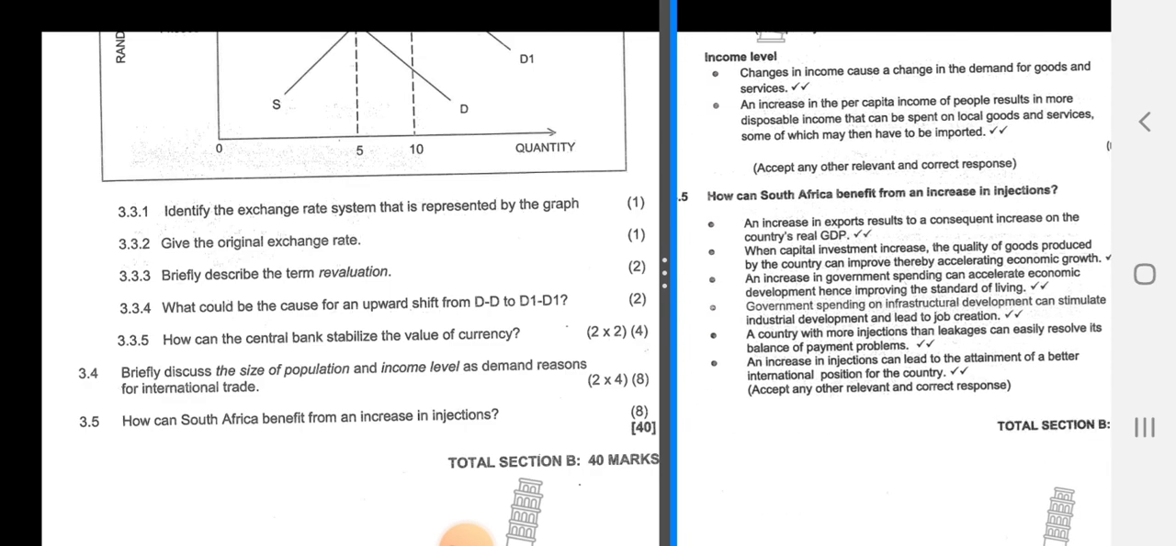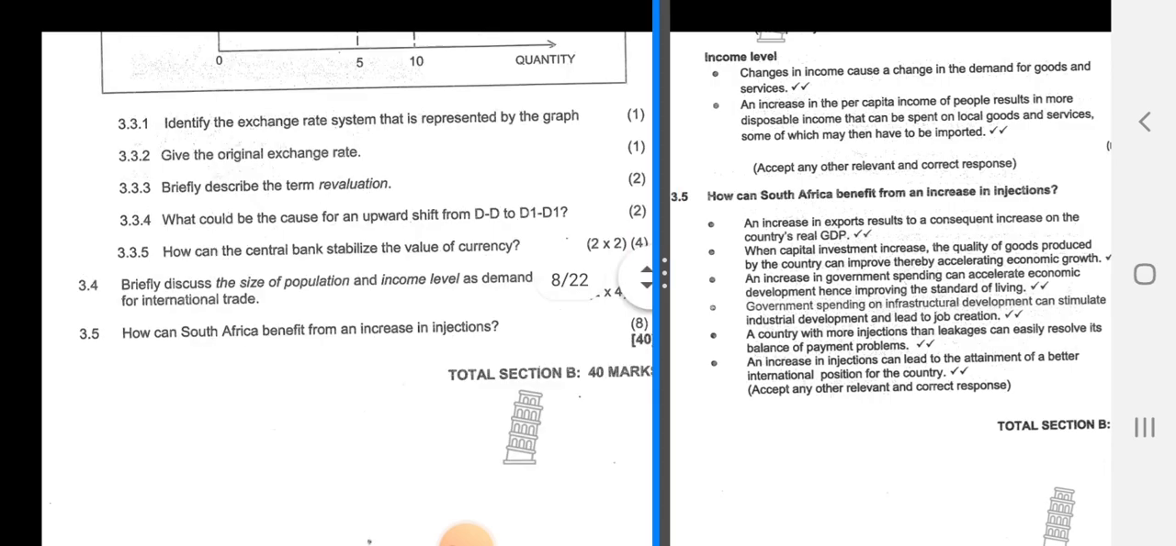3.5, how can South Africa benefit from an increase in injections and inflow in the economy? How can South Africa benefit from it? Okay, so that's how you look at the question. An increase in exports results in a consequent increase in the country's real GDP. When capital investment increases, the quality of goods produced by the country can improve, therefore accelerating economic growth.